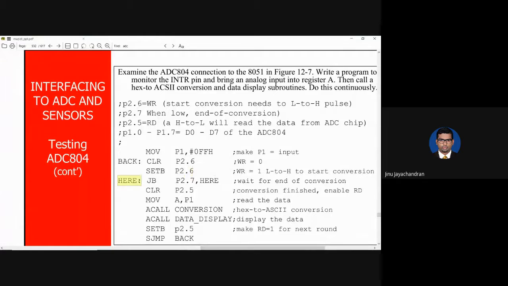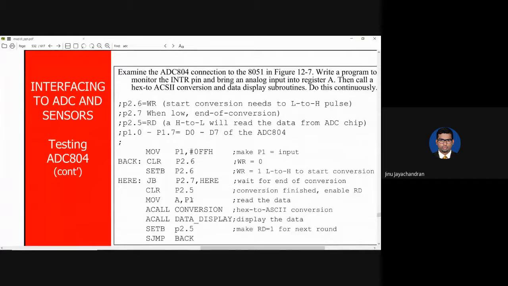Then you wait. This is a wait statement. You are monitoring port 2's 7th pin for any interrupt. When an interrupt comes, or when the value moves from high to low, it will jump to the next state. That means the interrupt has occurred and the conversion has finished. So you enable the RD pin by clearing port 2's 5th pin.